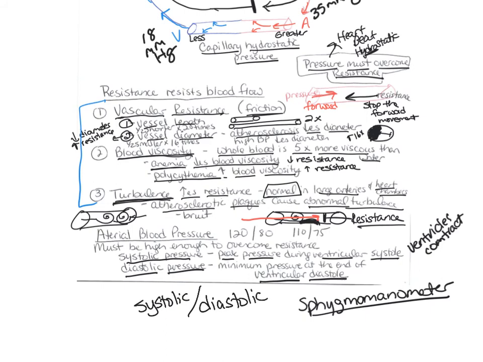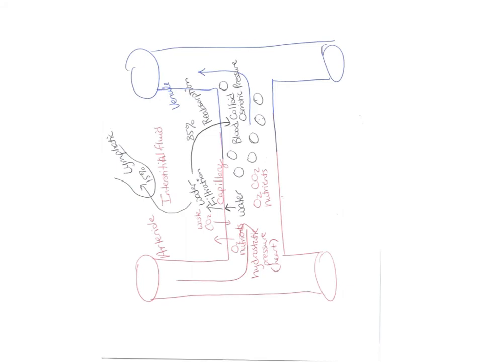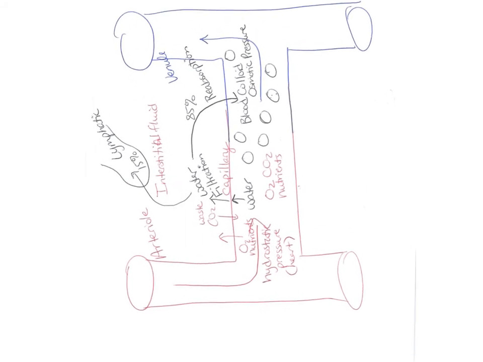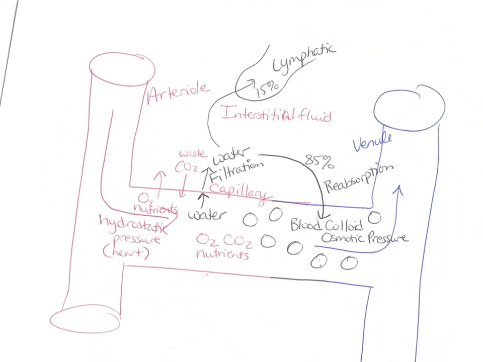So for instance, if your systolic pressure is 120 and your diastolic pressure is 80, we would say you have a blood pressure of 120 over 80. Or if your systolic pressure is 110 and your diastolic pressure is 75, we say you have a blood pressure of 110 over 75. Right now I just want to talk a little bit about capillary exchange.